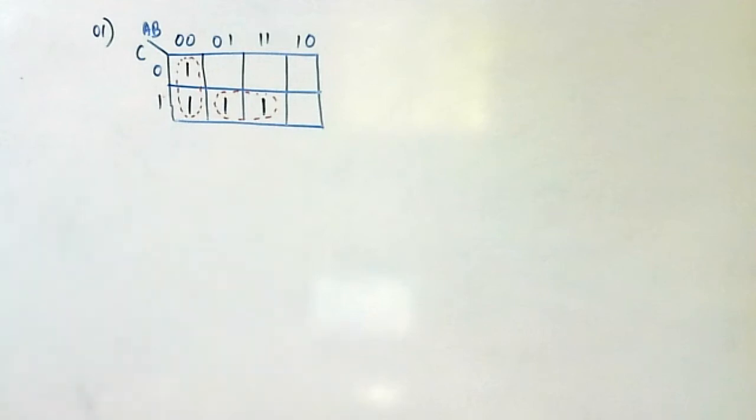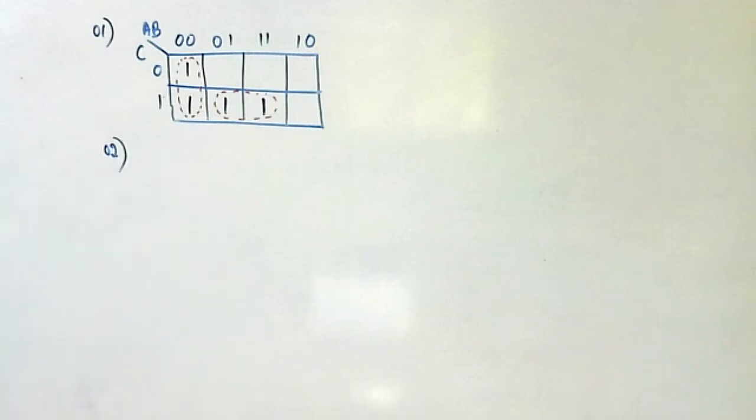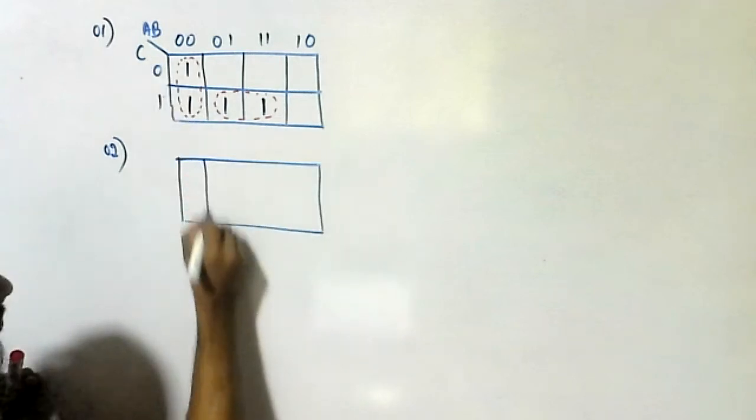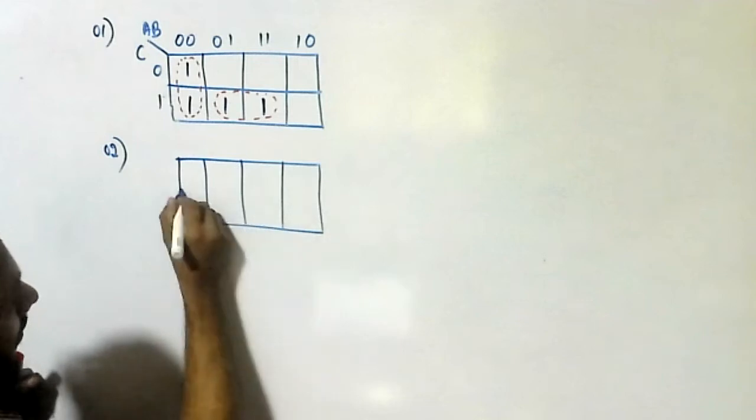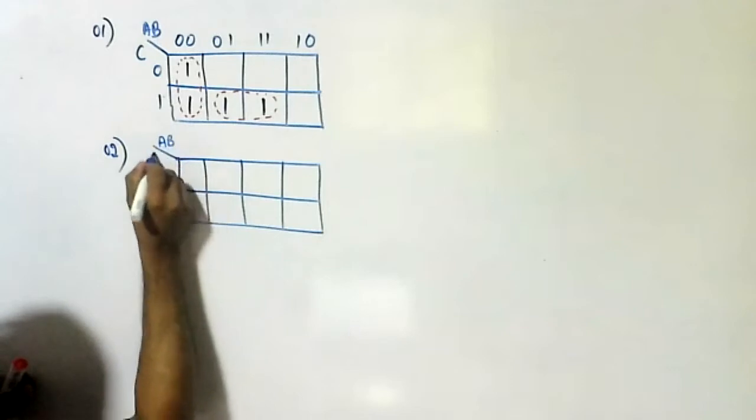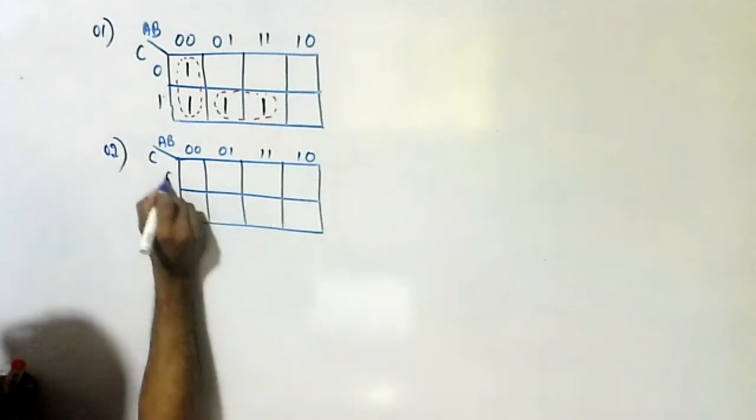Please raise your hand, those who got this correct. First question, yeah, right, good. I'm coming to the second one. The question is, there are also 3 inputs. That means 8 cells we need. A, B, C, 0, 0, 0, 1, 1, 1, 1, 0. Here 0, 1.